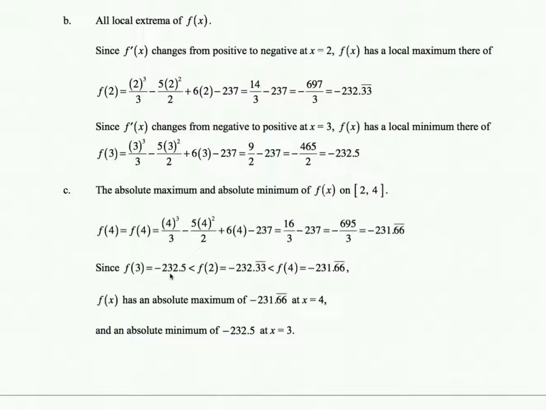So, negative 232.5 is just a little to the left of negative 232.33, which is just a little more to the left of negative 231.66. So the value at 4 is our absolute maximum on that interval, and the value at 3 is our absolute minimum on that interval.